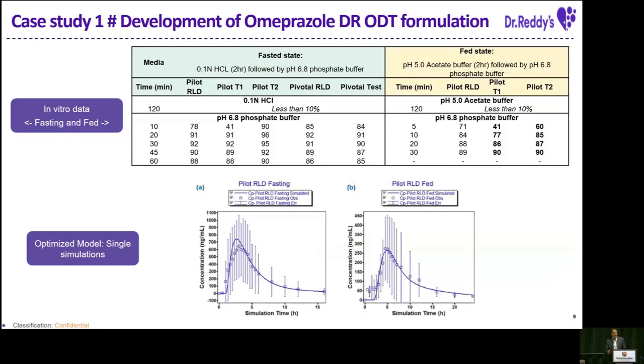So this is the data in the followed-by media, 0.1 normal HCl followed by pH 6.8, representing the fasting case. And in the fed state, pH 5 followed by pH 6.8. We had a couple of data points from the pilot formulations in both fasting and fed conditions. And the media were validated against the reference and test products in the fasting and fed conditions. And the prediction errors were also pretty low, as indicated by the graphs below.